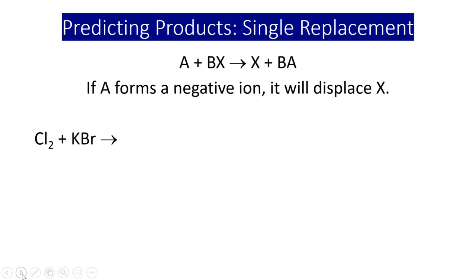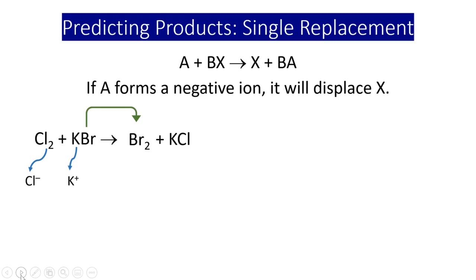If the element forms a negative ion, it's going to displace the negative ion in the compound. In this case, we have chlorine reacting with potassium bromide. Chlorine forms a negative ion, and so it will displace the negative ion in potassium bromide. So bromide ion becomes bromine, and its elemental form is Br2. It's one of the hydrogen 7. Potassium has a +1 charge, so the formula between potassium and chloride is just going to be KCl.